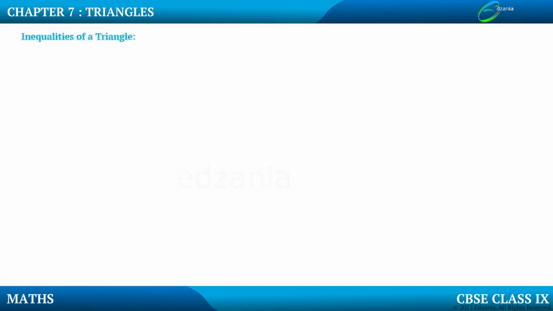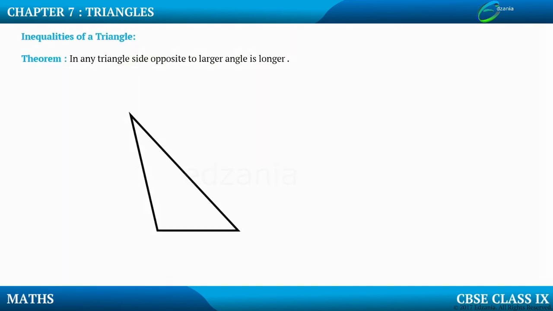Let us move on to the next theorem in inequalities of a triangle. In a triangle, side opposite to the larger angle is longer. Let us take an example. Let me draw one triangle over here. Suppose this is a triangle. Let us name this triangle, say, triangle ABC. In this triangle, the three angles are angle A, angle B, and angle C.